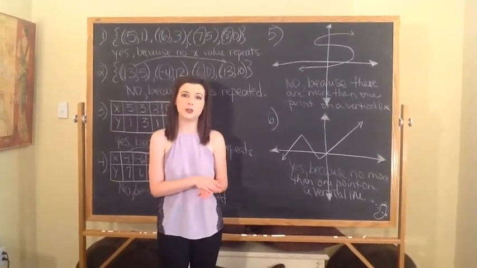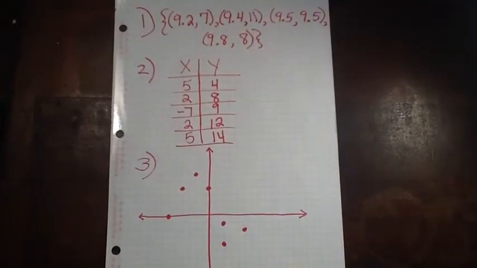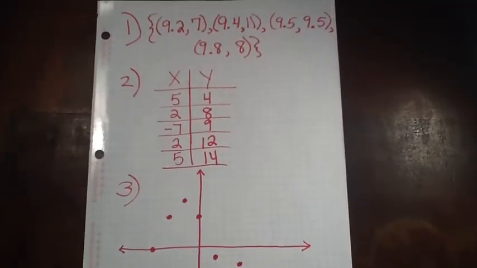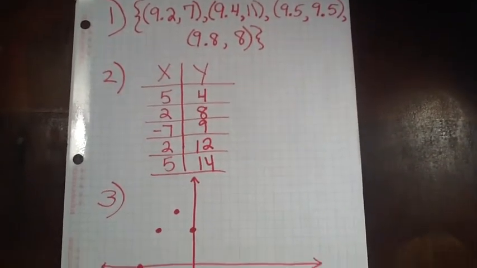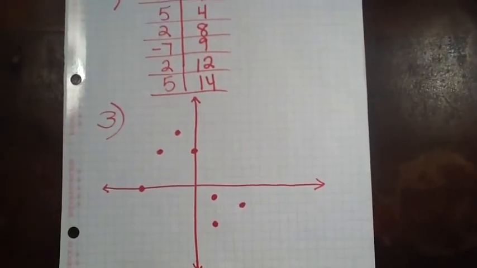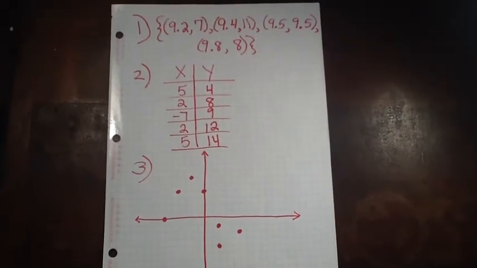Alright, so let's go ahead and do some on your own questions. Alright, you have 3 examples to do for me. Numbers 1 and 2, check your domains to check to see if it's a function or not. And number 3, go ahead and look at the graph and use the vertical line test. Alright, good luck. We'll see what you get tomorrow.